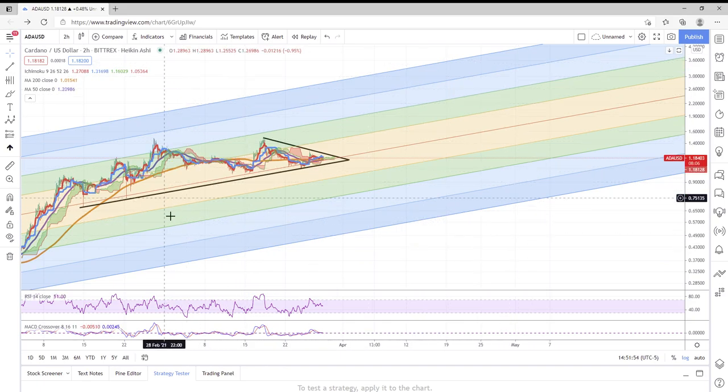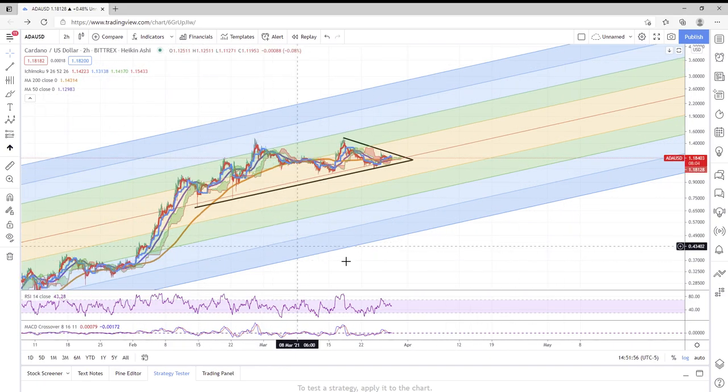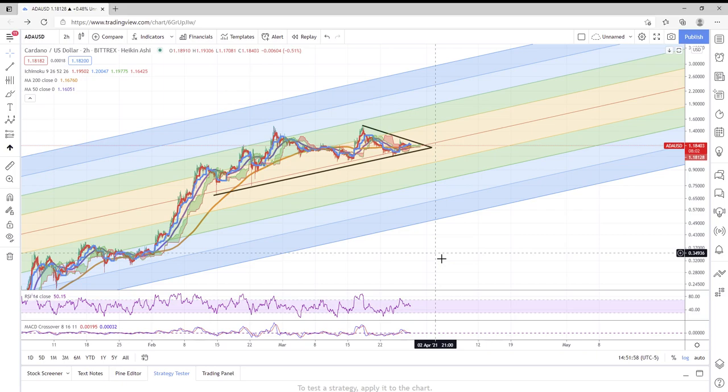We have shift pitchfork. We will be discussing and using Fibonacci time zones and Fibonacci support and resistance levels. Also be looking at some general patterns and I think that's about it.